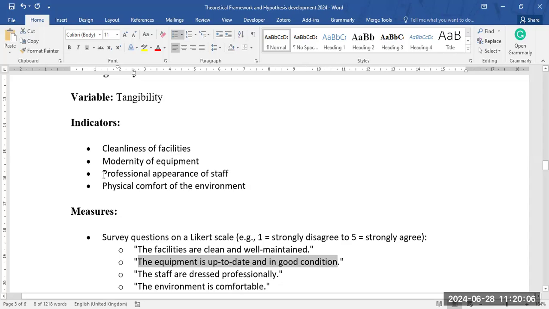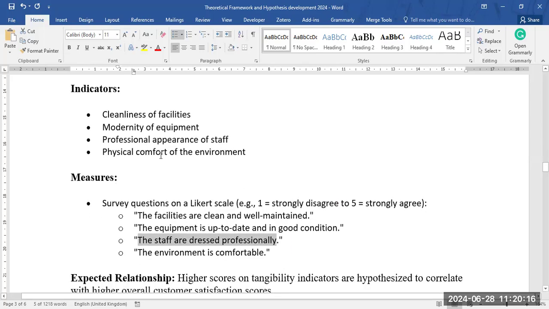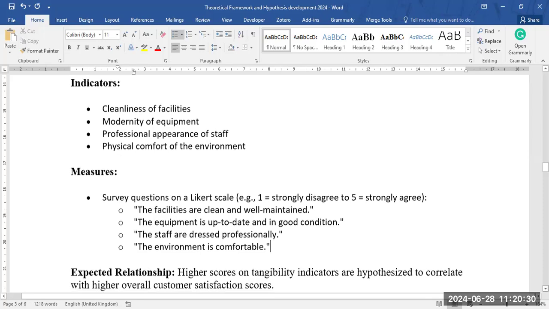And professional appearance of staff. You can put, the staff are dressed professionally. If you agree, five, or if not, one. Then the physical comfort of the environment, so that the environment is comfortable. You can put one if you do not agree, and if you agree, you can put five, or if moderately agree, three or four, like that.